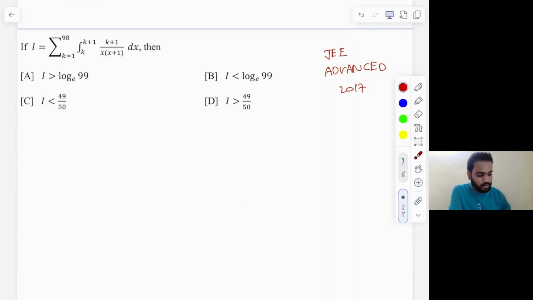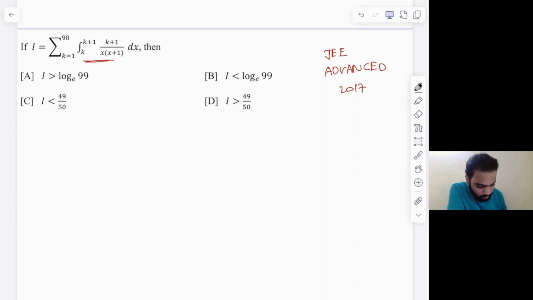Once again, this is a question based on creating upper and lower bounds for the given integration, because you have to check whether I is greater than or less than log 99, or I is greater than or less than 49 divided by 50. So obviously it's a question based on creating upper and lower bounds. Let's see how to solve this kind of question.